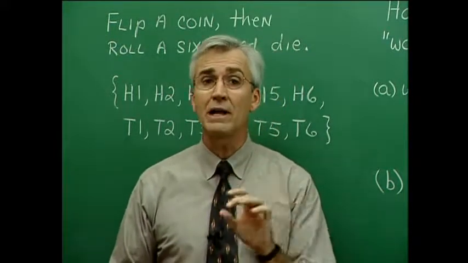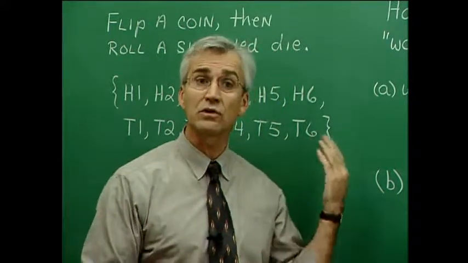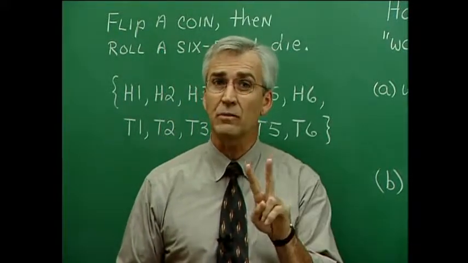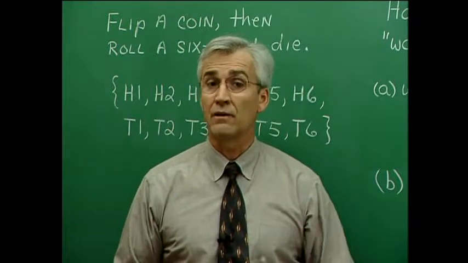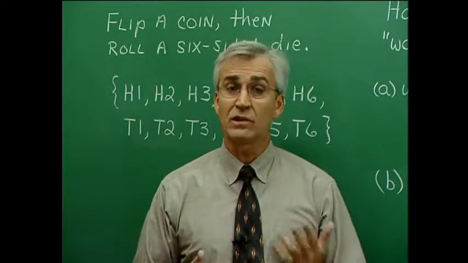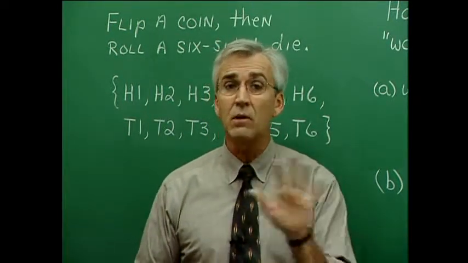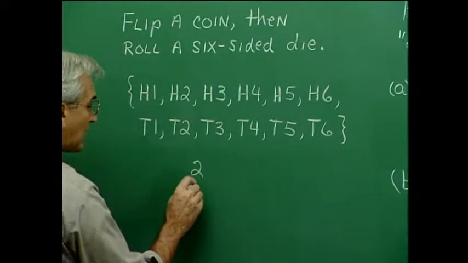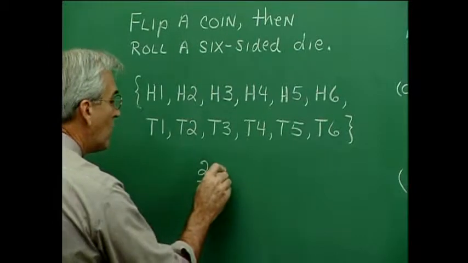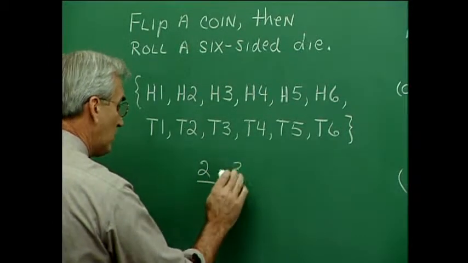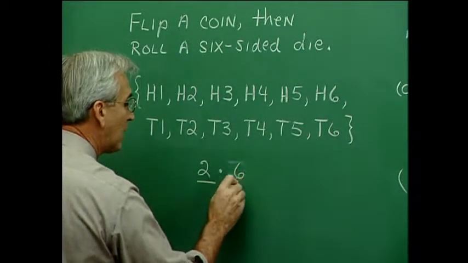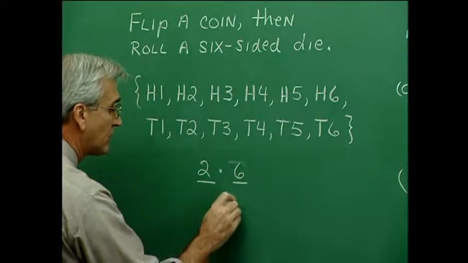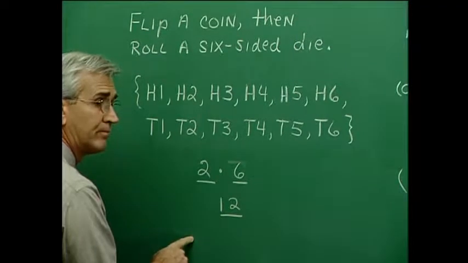Just decide how many possibilities there are for the first event here of flipping the coin. Well, there are two possibilities, a head or a tail. And for rolling the die, it's 6 possibilities. And you simply multiply the possibilities. That is, we have 2 possible outcomes for the flip of the coin. We multiply times the 6 possible outcomes for rolling the die. 2 times 6 gives us the 12 total possible outcomes.